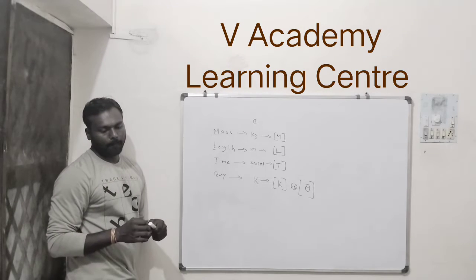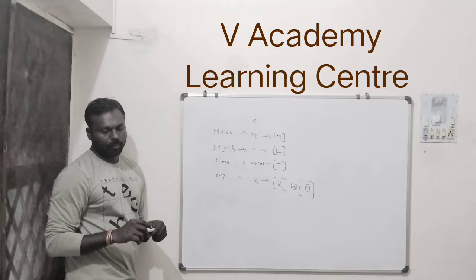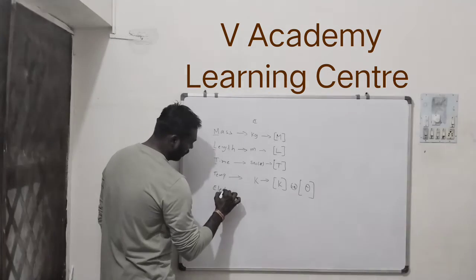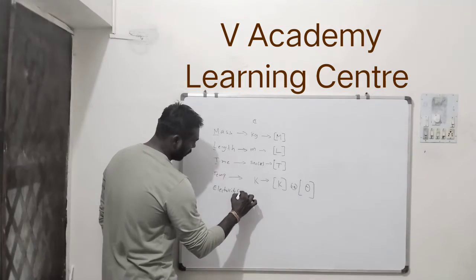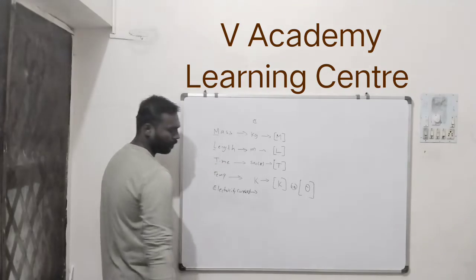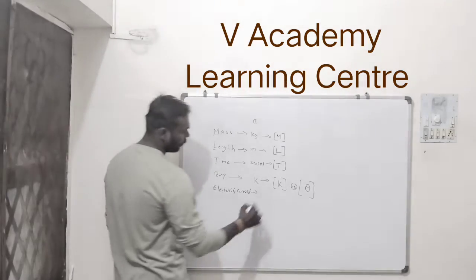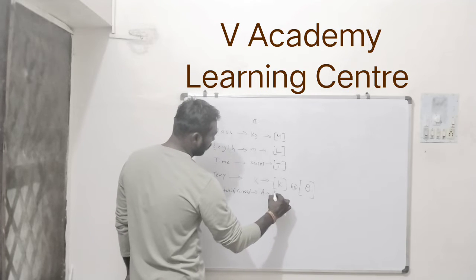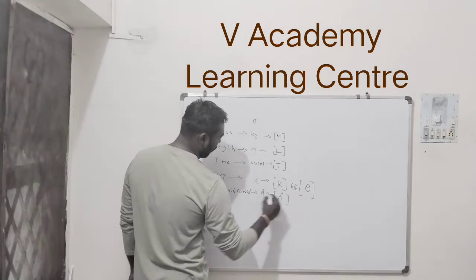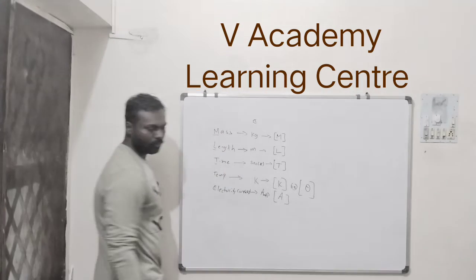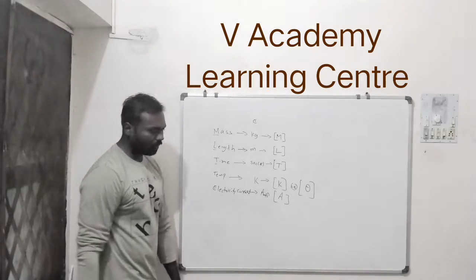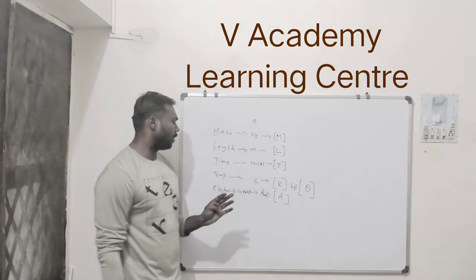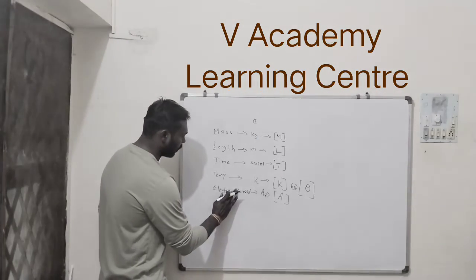What is the next one? Current, electricity. Current symbol? Ampere. Okay, show it in a bracket. We measure it in terms of amps. So mass, length, time, temperature, electric current. Anything for electric current is fine, but it's better to say electric current. Next.